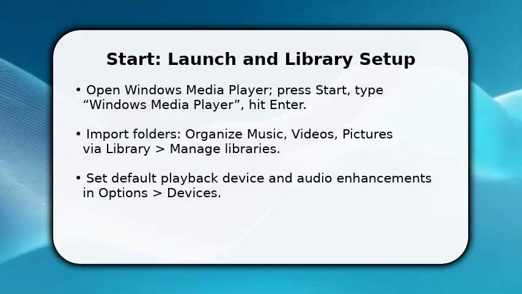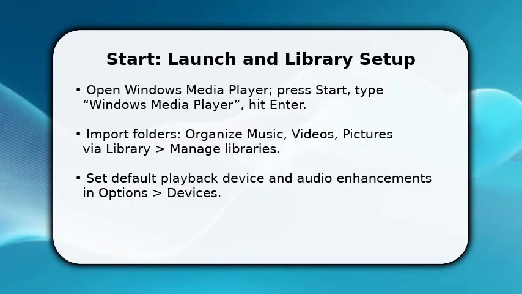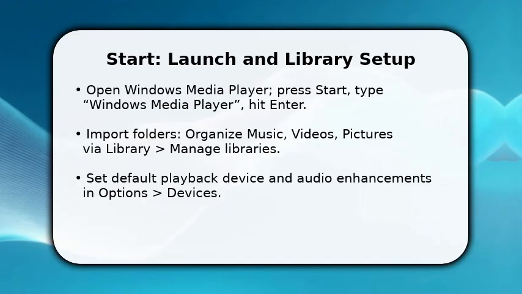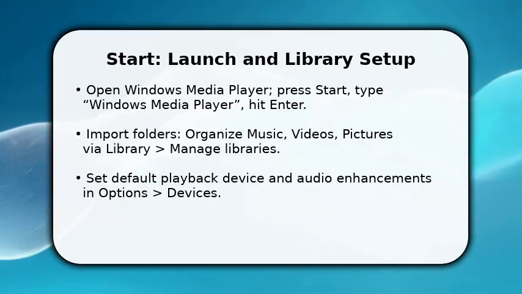You'll start by opening Windows Media Player and moving directly to your media library so playback is ready. Once opened, add folders to the library: music, videos, pictures, so the player scans and indexes files. Make sure to set your default playback device and any audio enhancements in Options, Devices, so sound is correct.